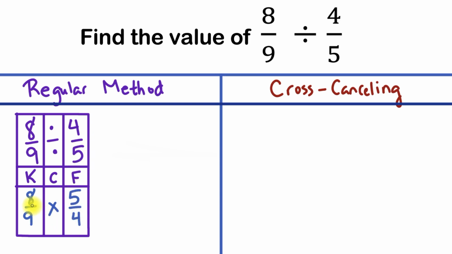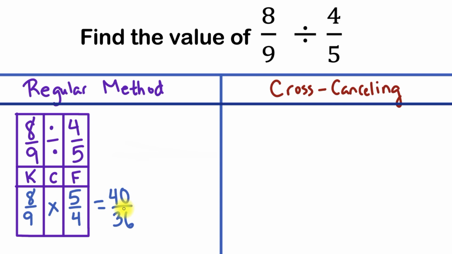So now that we have a multiplication of fractions question, that's not too bad. All we have to do is multiply the top numbers to get the top of our answer, and then multiply the bottom of our fractions to get the bottom of our answer. So we've got 8 times 5, which equals 40. And then we've got 9 times 4, which equals 36.